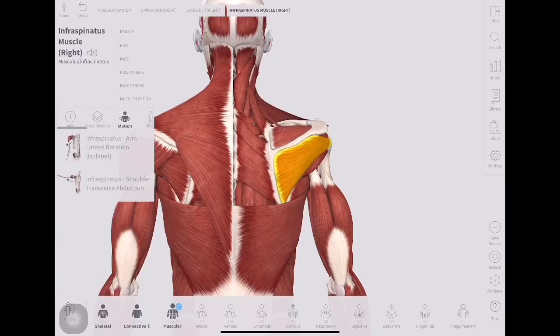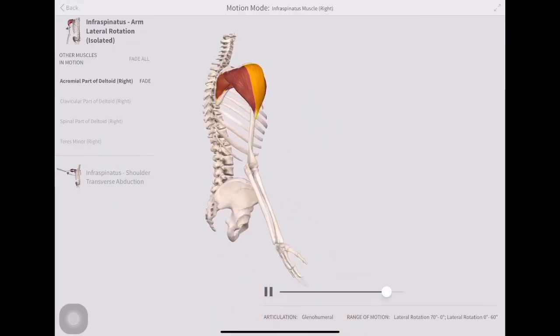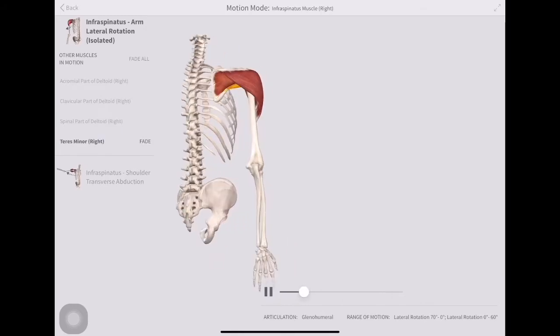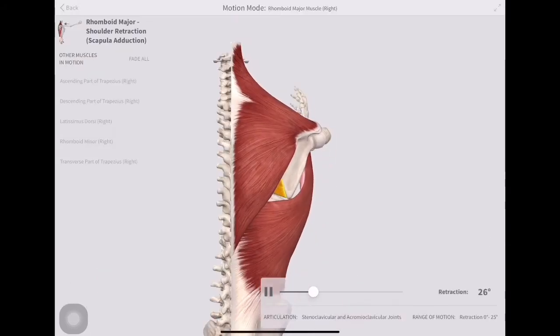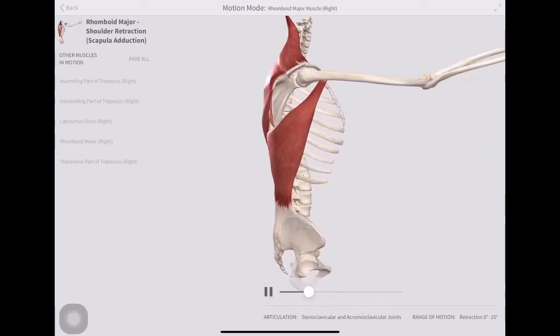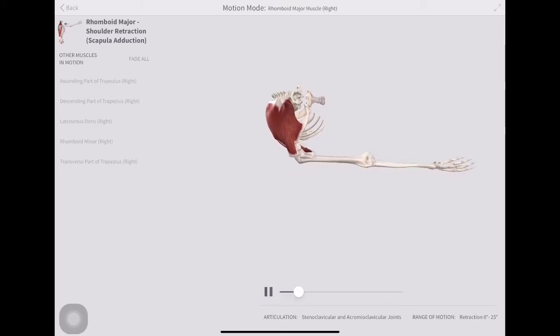Isolating the infraspinatus muscle, we'll be able to see how this muscle, along with others, contributes to the following motions: abduction and lateral rotation. Isolating yet again the rhomboid muscles, we show how it adducts the scapula along with other muscles, which include the trapezius and latissimus dorsi.